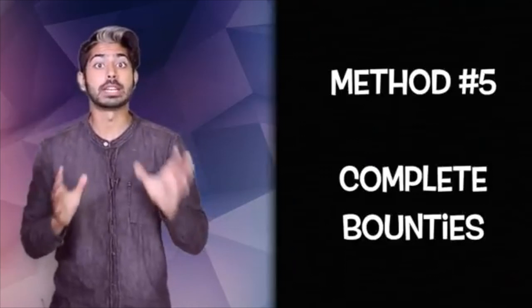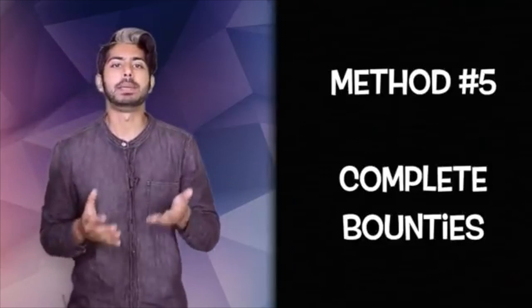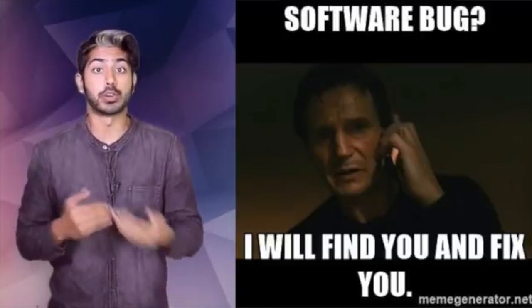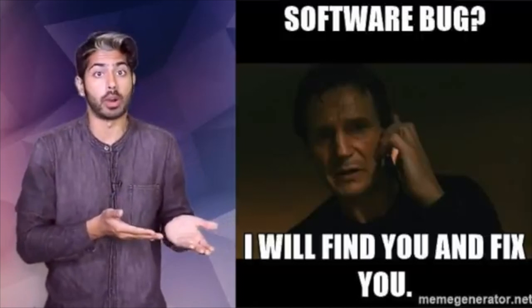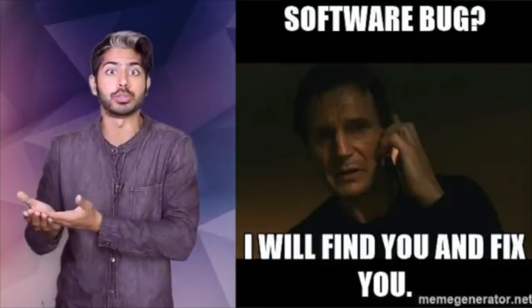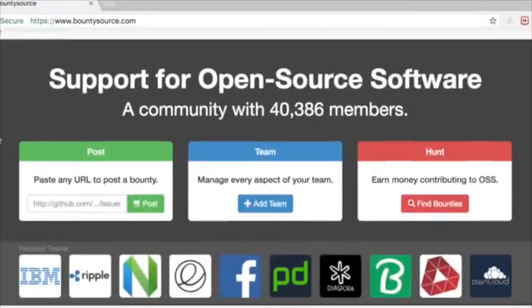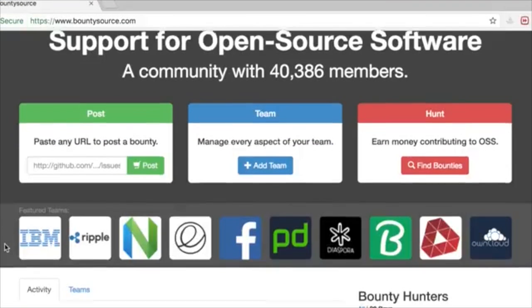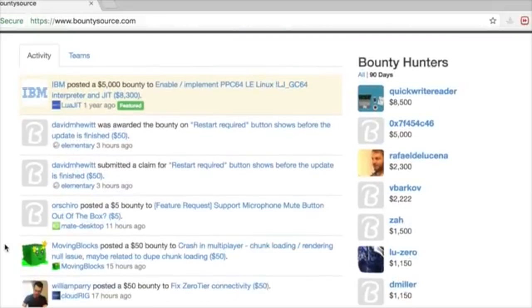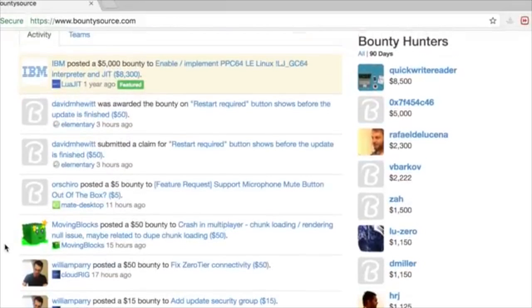Lastly, the fifth way is to complete bounties. The idea is that people essentially give out a flat fee for someone to fix a bug in their repository. It's like monetizing GitHub issues. You could potentially fix one bounty a week for some fun spending money, or make a living off of it. Bounty Source and Bountify are two great resources to do this.